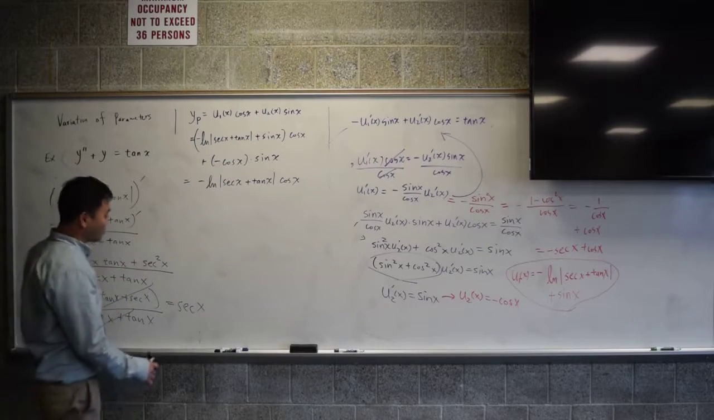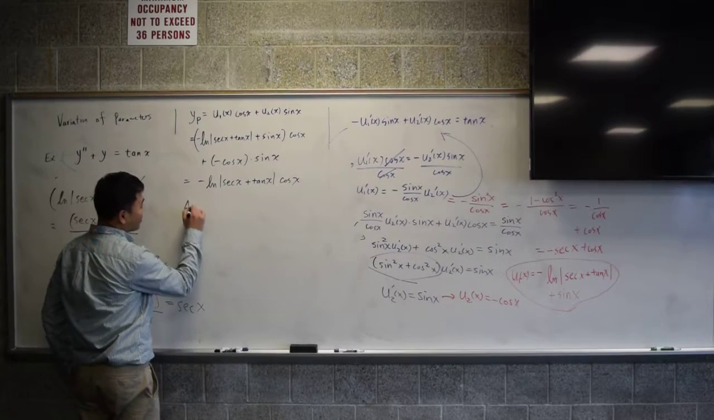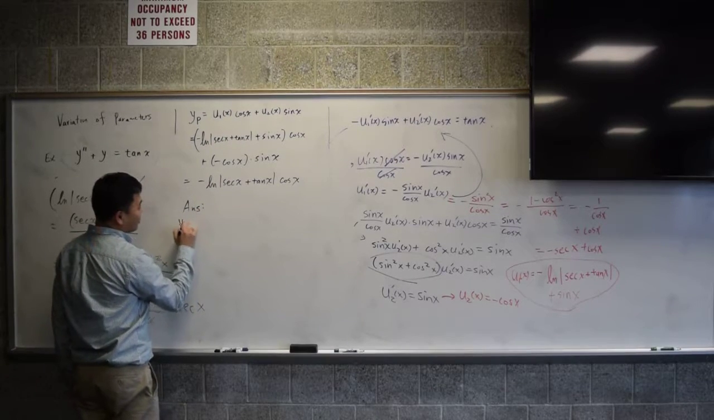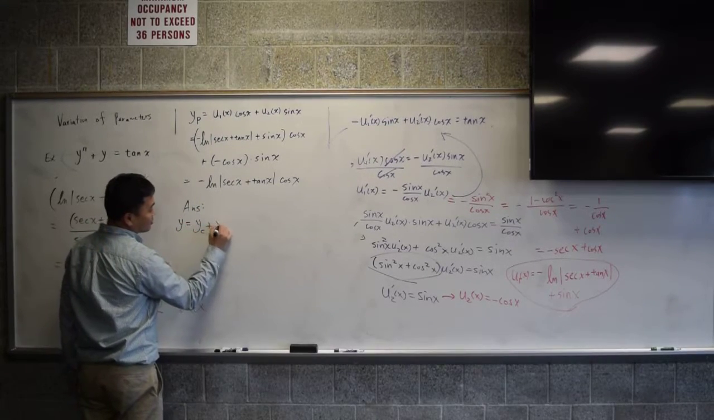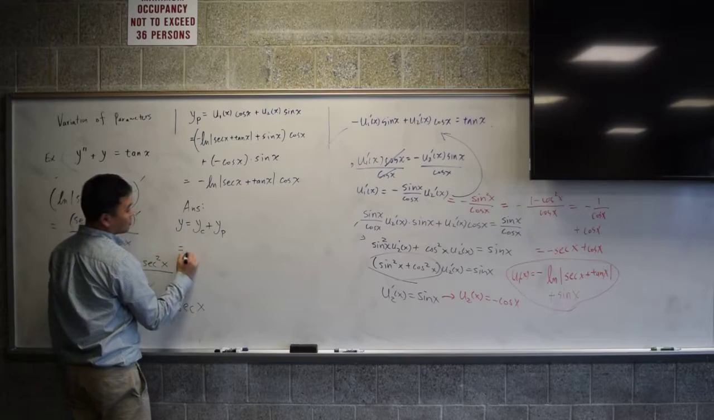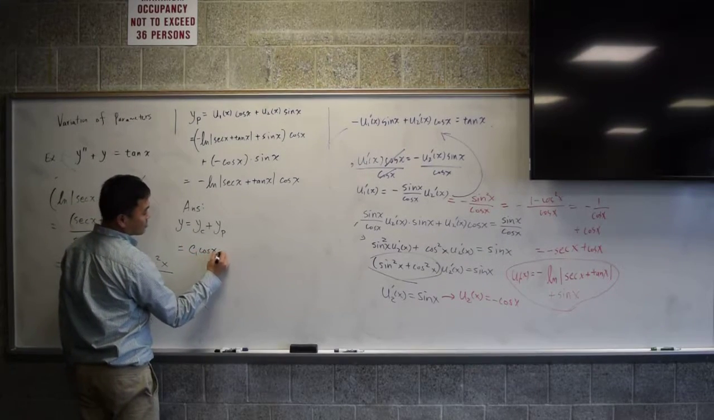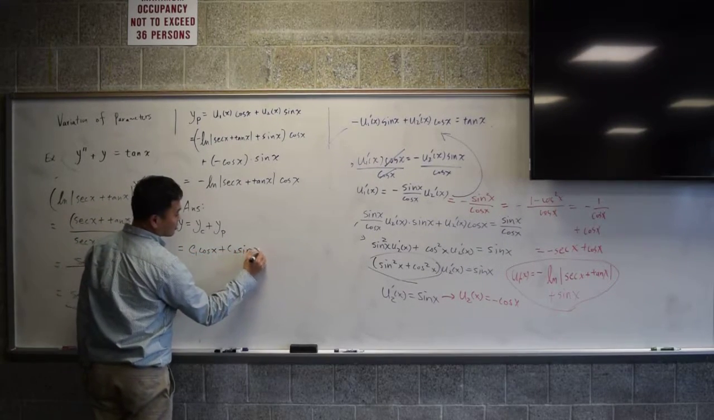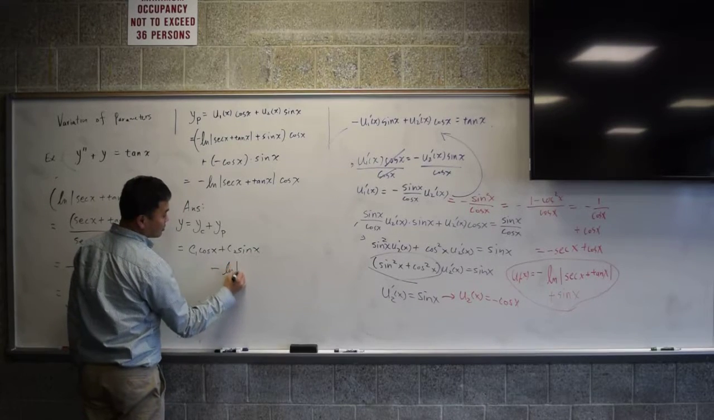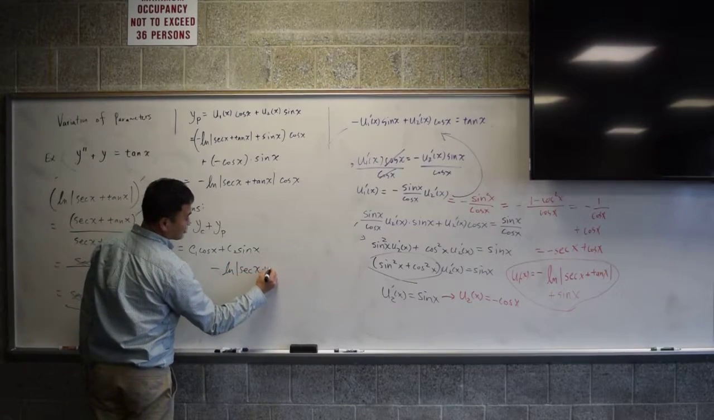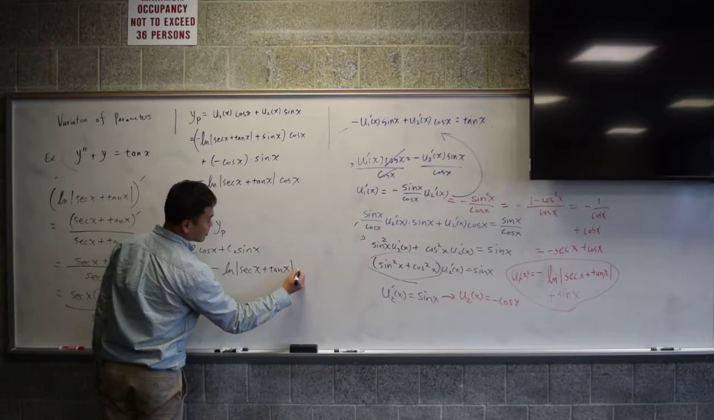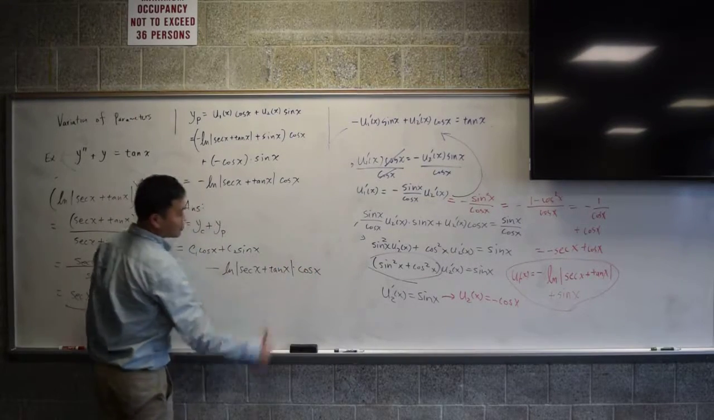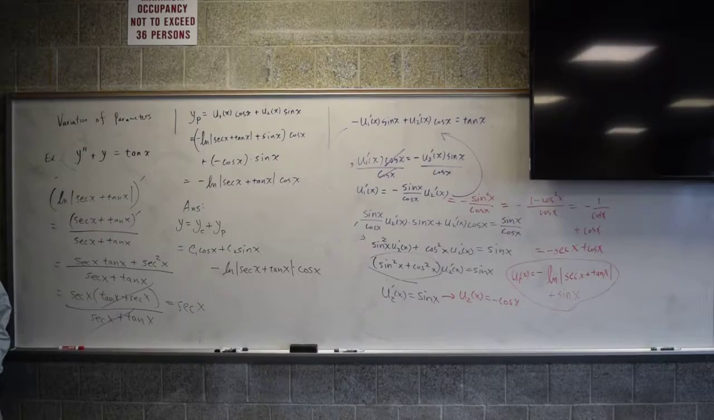And therefore, what is the general solution? What's the final answer? The answer is y equals yc plus yp, which is c1 cosine x plus c2 sine x minus ln secant of x plus tangent of x times cosine of x. That's it. That's how you solve it.